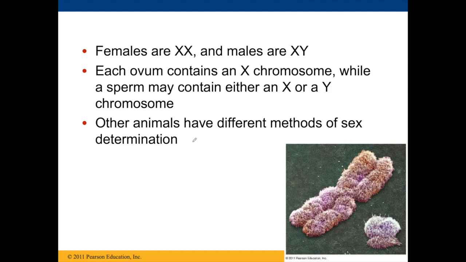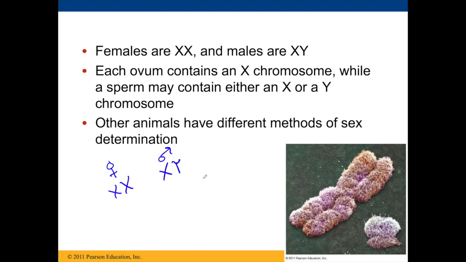And that's how humans do sex determination. That's how mammals do sex determination. But just because I don't want you leaving here thinking the way we do it is the way everybody does it, we don't all do it in the same way. So, for example, in humans, females are the homogametic sex. What that means is females have two of the same type of sex chromosome. And biological males are the heterogametic sex, two different types of sex chromosomes.